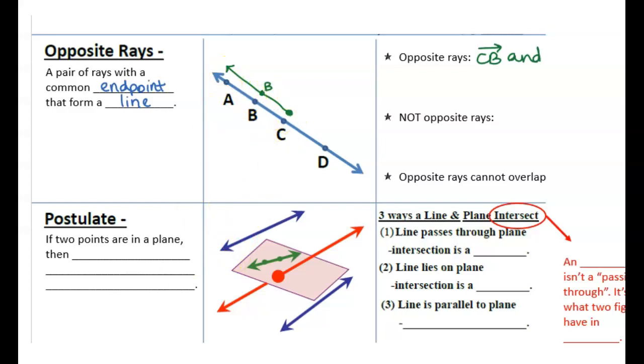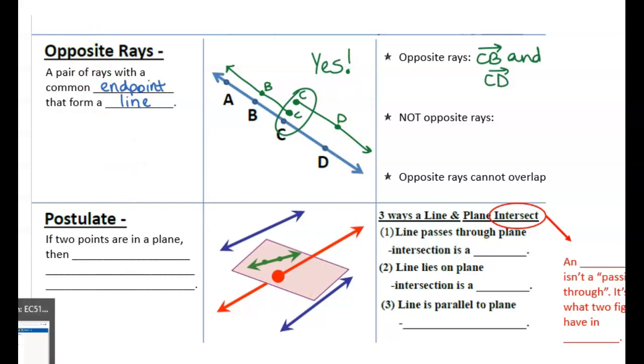And if I'm talking about its opposite ray, ray CB and ray CD are opposite rays because CD refers to this ray right here. Okay. So both of these start at point C. We have ray CB and ray CD. Notice how they have a common endpoint, that's endpoint C, but together they form a line. So this is a good example.